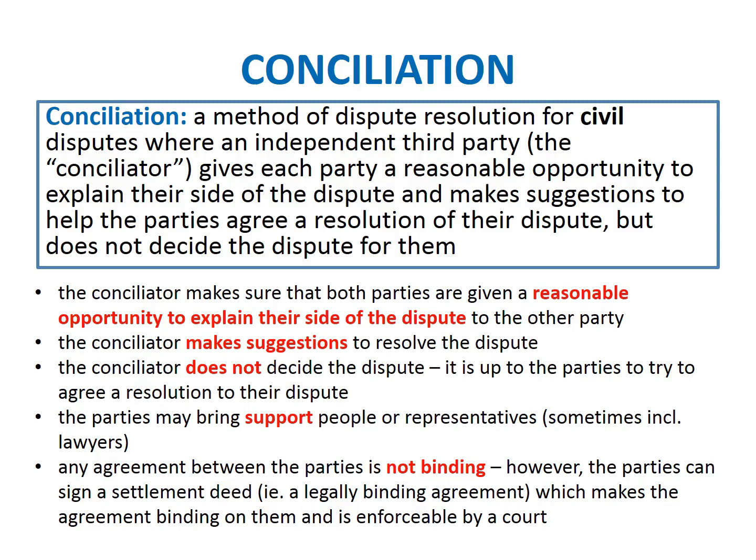And fifth, again like a mediation, any agreement that the parties reach in a conciliation to resolve their dispute is not binding on them. In other words, a party can agree a resolution of the dispute in a conciliation, but later refuse to comply with that agreement. That's why, when the parties agree a resolution to their dispute in a conciliation, they will generally sign a settlement deed that sets out the terms of their agreement to resolve their dispute.